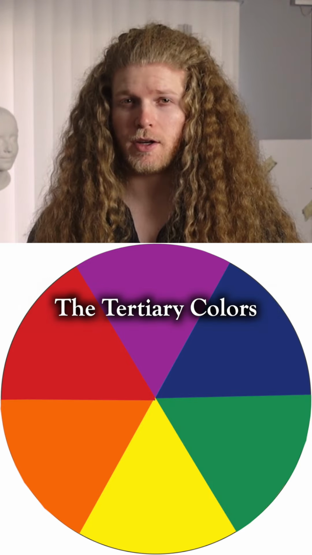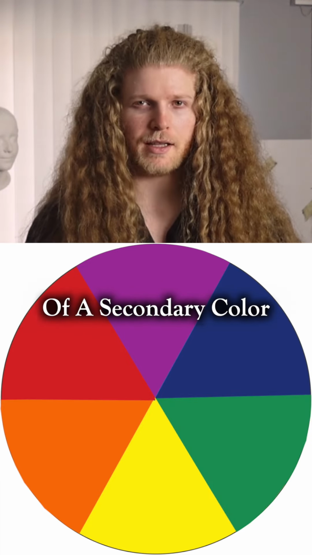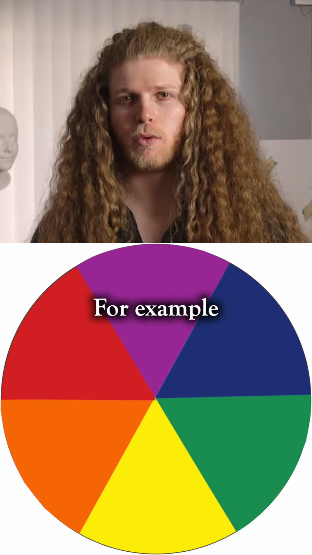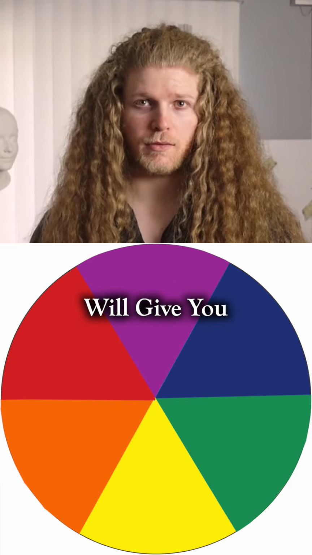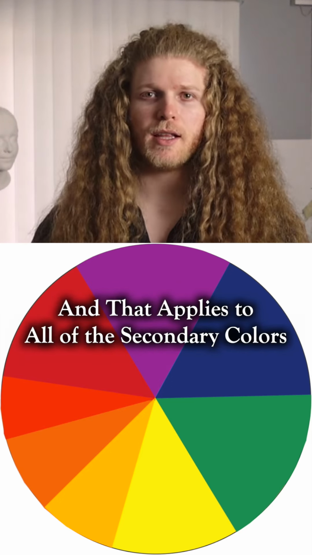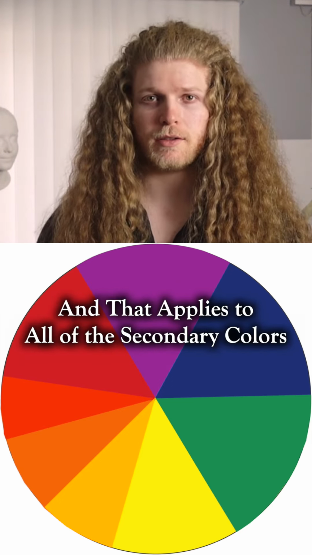The tertiary colors involve the mixing of a secondary color together with a primary color. For example, orange mixed together with yellow will give you yellow-orange, or you can mix it together with red to get red-orange. That applies to all of the secondary colors.